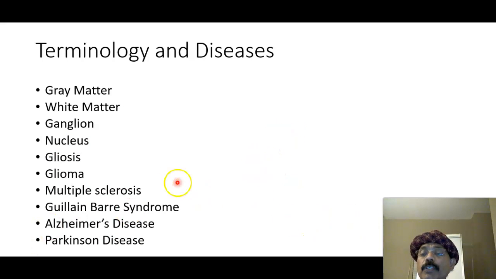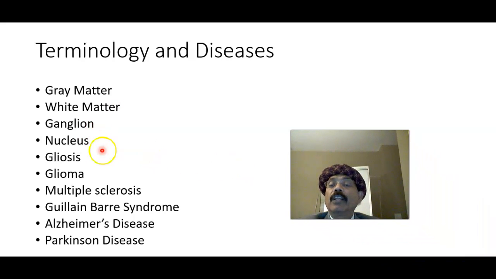We have some terminology here. Gray matter is composed of the cell body, blood vessel, and neuroglia. White matter contains the processes like axons, not the cell body, and neuroglia and blood vessel. Ganglion means a collection of neurons outside the central nervous system. Nucleus means a collection of neurons inside the central nervous system. But we have some interchange between ganglia and nucleus. Basal ganglia is also called basal nuclei.